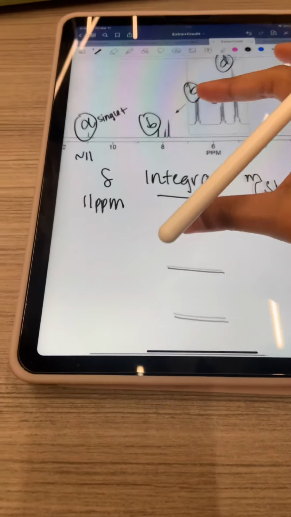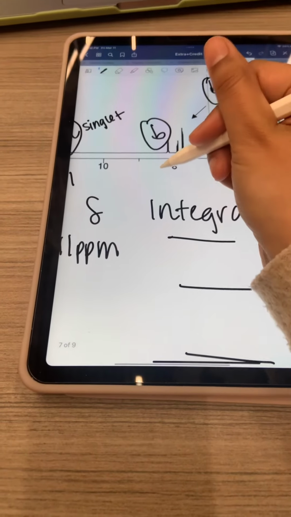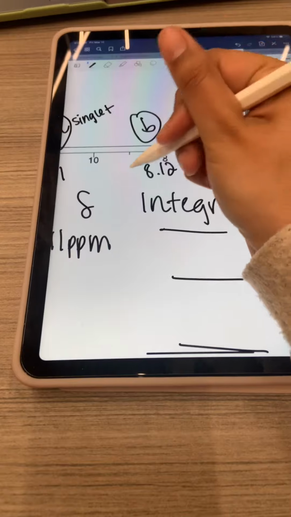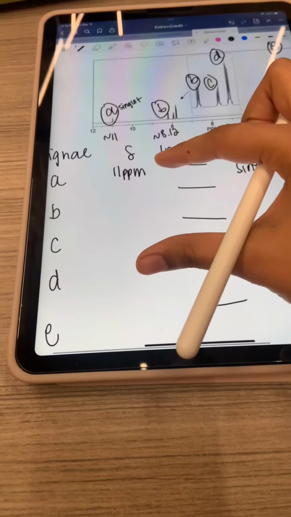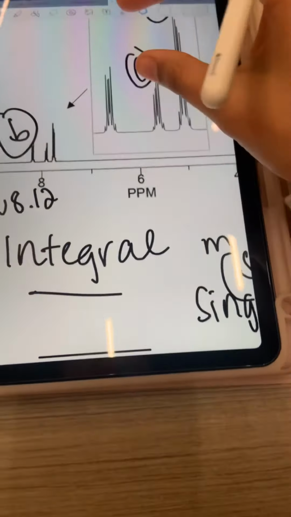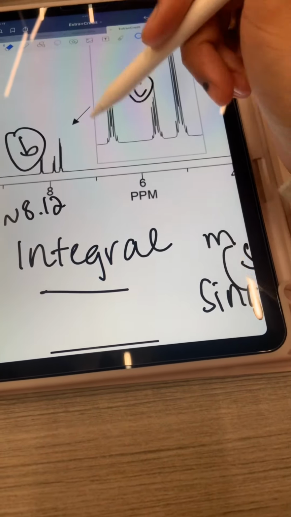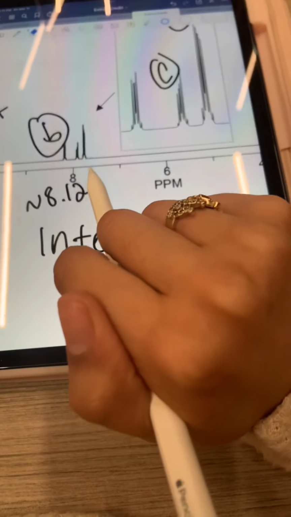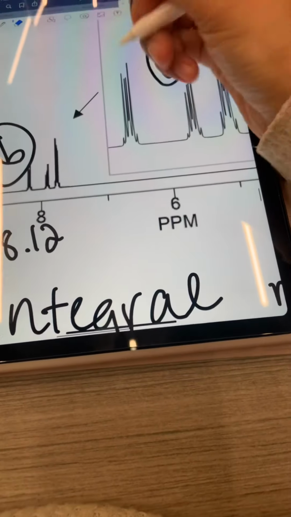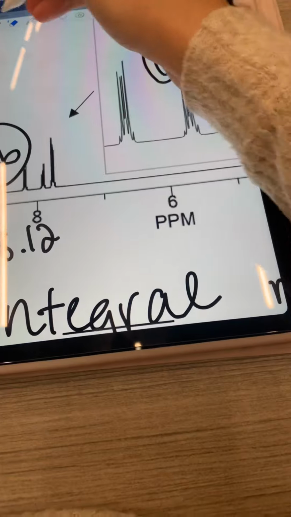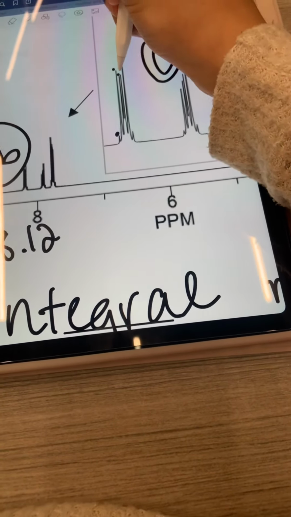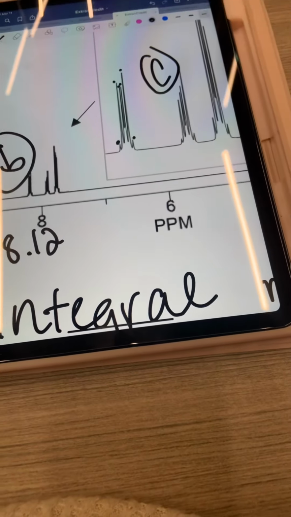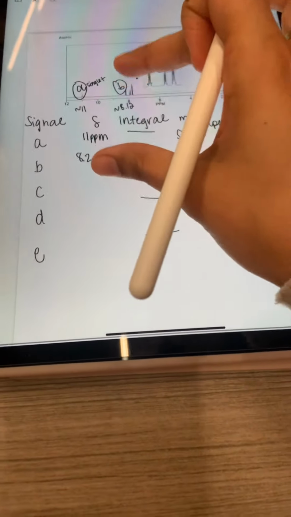Okay, so now moving on to B. For here, I'm going to say B has approximately 8.2 ppm value. And so now we're going to go ahead and count the peaks. So remember, this is a zoomed in version of these 3 peaks right here. So this is going to act as B. So it's going to be 1, 2, 3, 4, 5, 6. So because it has 6 peaks, this is going to be called a sextet.